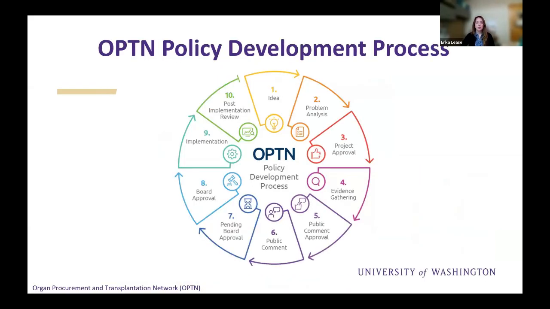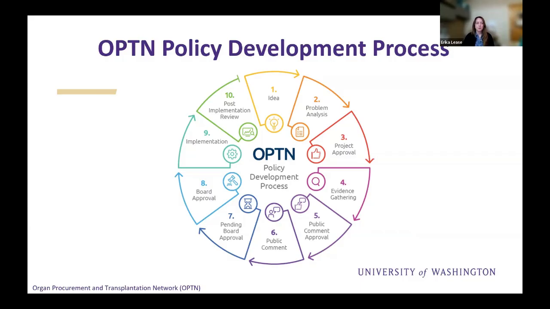So here's a pictorial of the policy development process under the OPTN. If you start up at the top, there are ideas that are developed. There is some amount of analysis of the problem, and then there is an early project approval, because it's important that the OPTN balance the need for the work along with the strategic priorities and budgetary constraints. And then if the project is approved, it moves on to evidence gathering and actual development of a policy proposal.